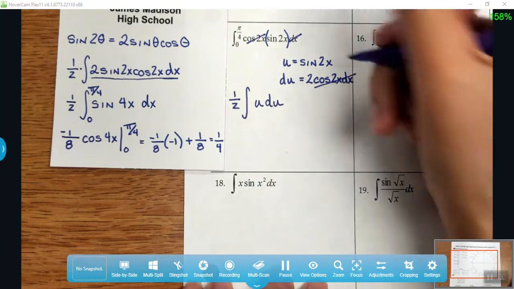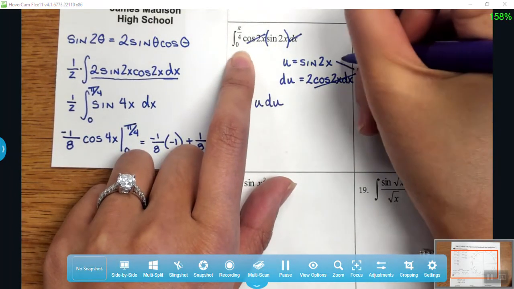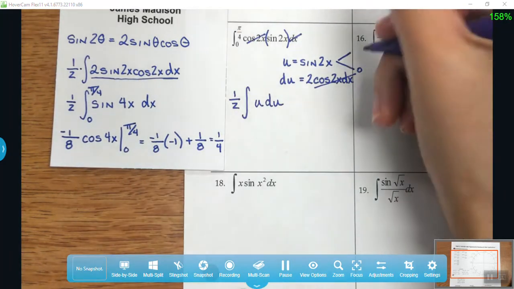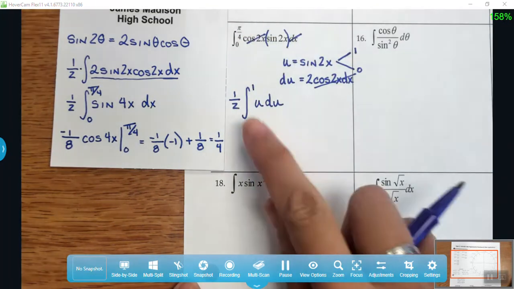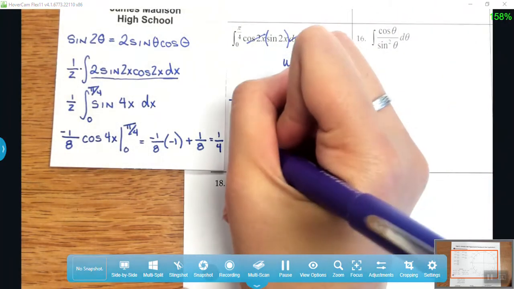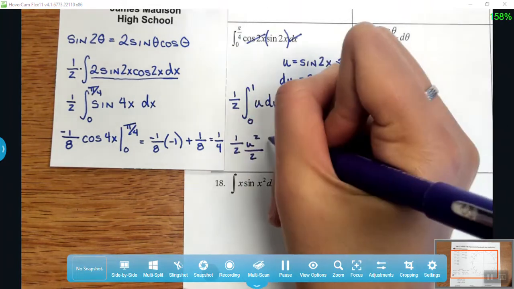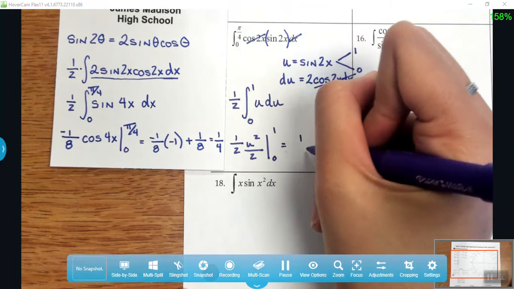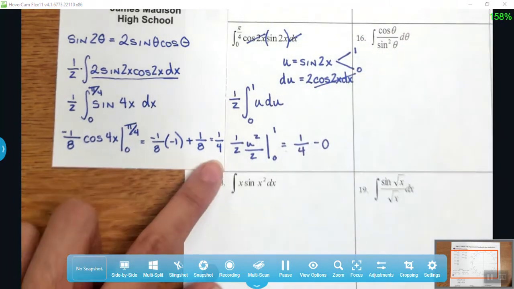And then I can change my bounds. If I plug 0 in, then I get 0. And if I plug in pi over 4, sine of 2 times pi over 4 is 1. So 0, 1. Integrate u is u squared over 2. So then I get 1/4 minus 0, or 1/4 is the same thing.